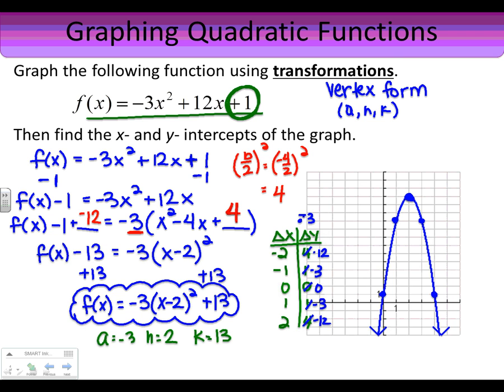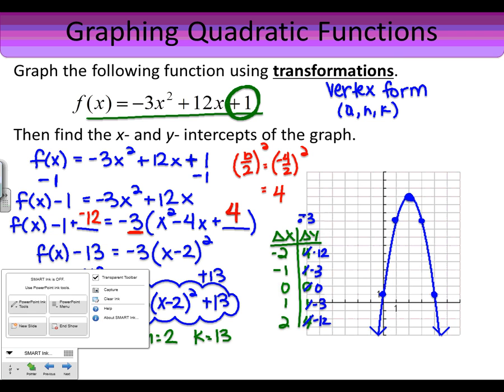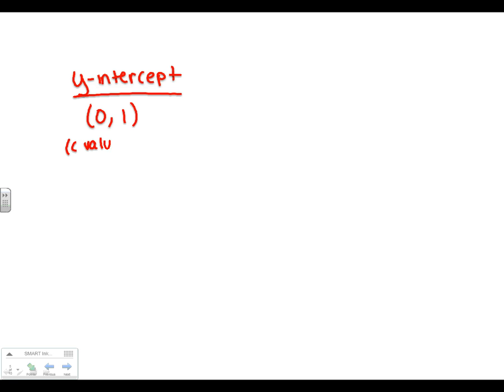So I'm going to say the y-intercept was 0, 1, since 1 was my c value in standard form. Okay, so always the c value since we plugged in 0 for x.